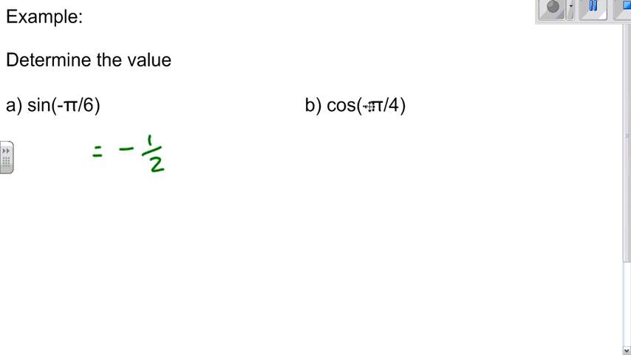Cosine is even, so that negative doesn't matter. We can just ignore it, so pi over 4 is related to our middle finger. Fold that down, and we got 2 on each side of our middle finger. So cosine is square root of 2 over 2.